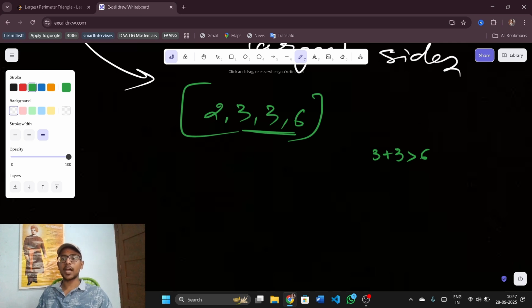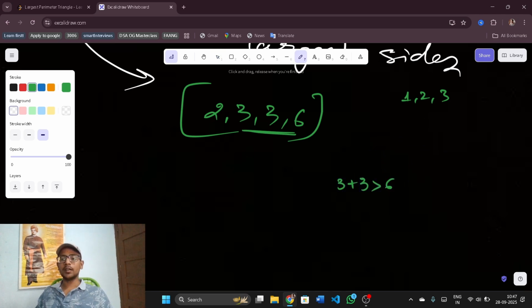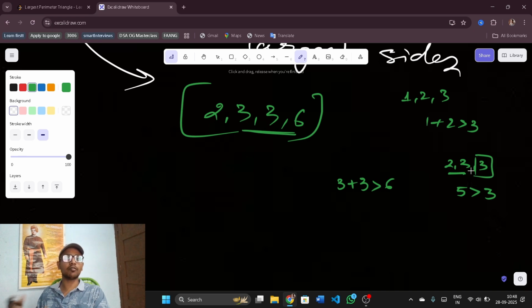Let me tell you, if I am having 1, 2, 3, and 1 plus 2 is greater than 3, then we can form a triangle. Why? Because let us take 2, 3 and then 3. If 2 plus 3, which is 5, is greater than 3, the third one, then we can form a triangle.